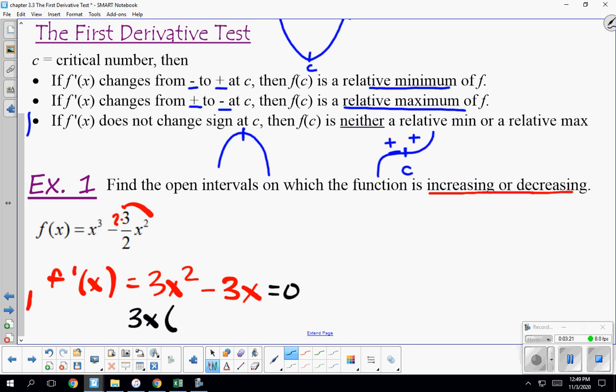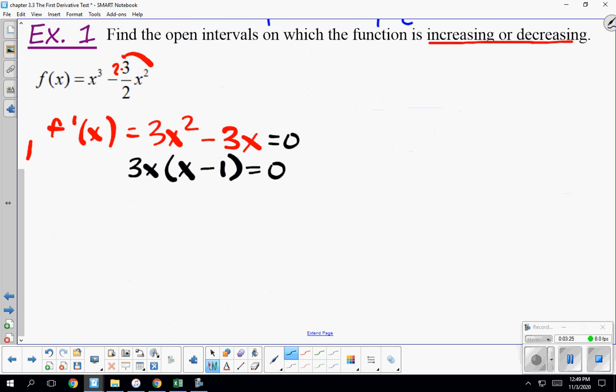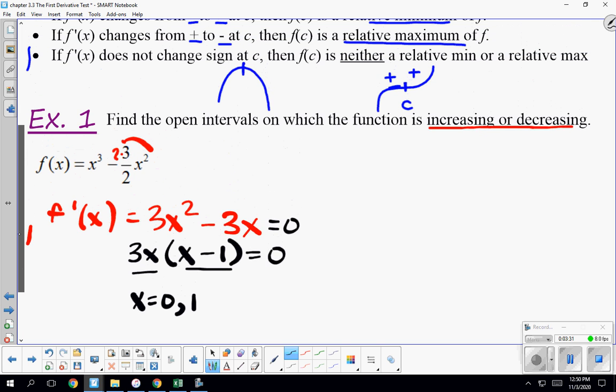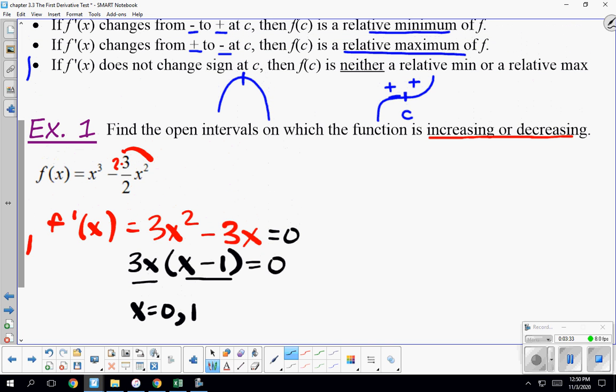But if I factor, I see that I'm going to have 2 critical points here. So x will equal 0, and here x will equal positive 1. Those are the important points on my graph. If I make any changes from increasing to decreasing, it has to happen at those 2 points. So this is called our sign pattern test. And right now we're testing for increasing, decreasing. So our first derivative is what tells us that.